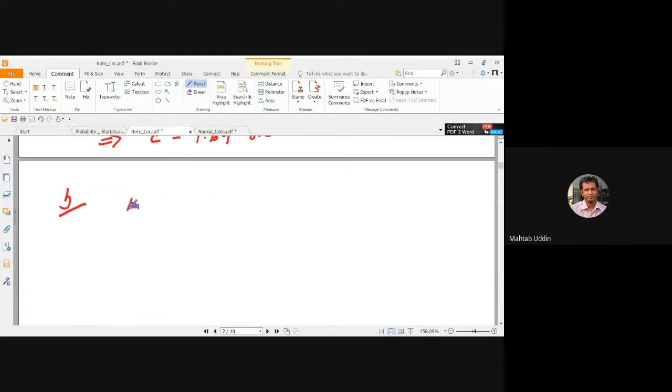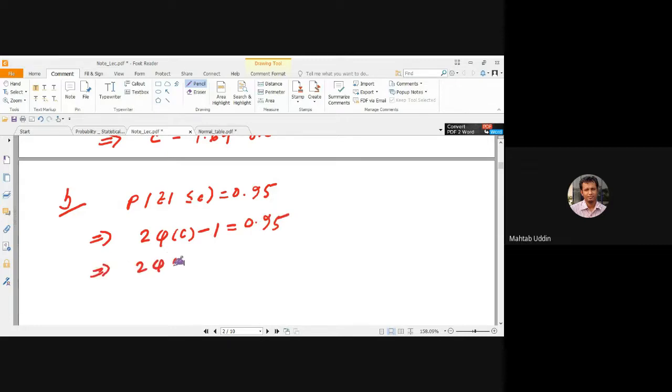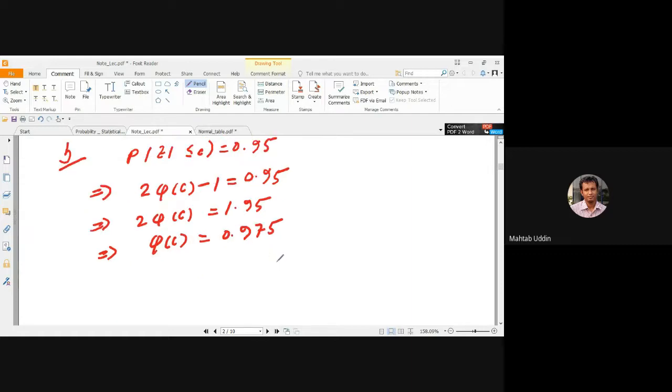What is B? Probability Z less than or equal to C is equal to 0.95. Then we know, as you have already been shown, the formula: 2 phi C minus 1 equals 0.95. Am I right? So 2 phi C equals 1.95. Then what is phi C? 0.975. Then from the table you can see it is 1.96. So C equals 1.96.